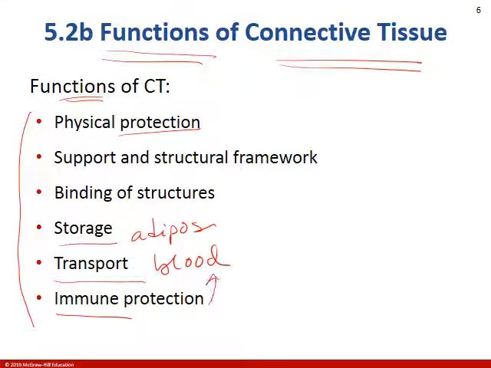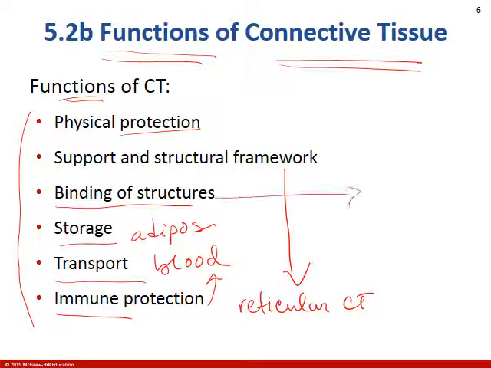Again, you're going to have immune cells in your blood. Also, we're going to talk about reticular connective tissue, which acts as a framework for immune cells. And then you're going to see the binding of structures. So we're going to talk about ligaments and tendons and joint capsules. All of that is connective tissue.